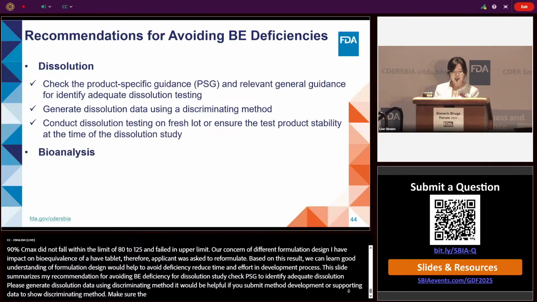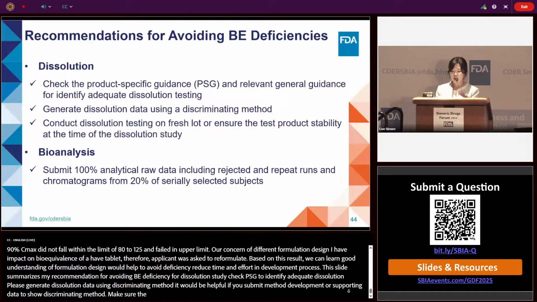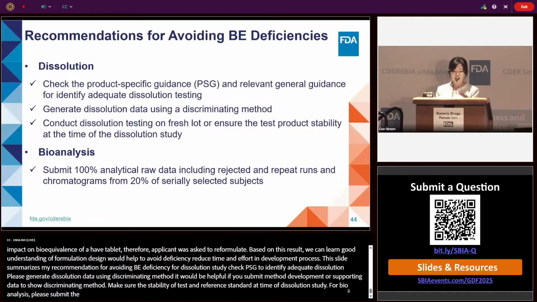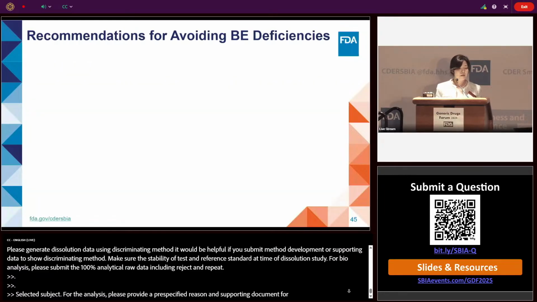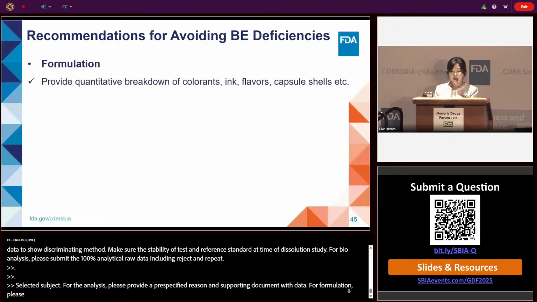For bioanalysis, please submit the 100% analytical numerical raw data, including rejected and repeated runs, not just the accepted runs, and chromatograms from 20% of subjects, not randomly selected subjects. For sample reanalysis, please provide pre-specified reason and proper justification with the supporting document and data. For formulation, please provide quantitative breakdown of the colorant, ink, flavor, and capsule shell.